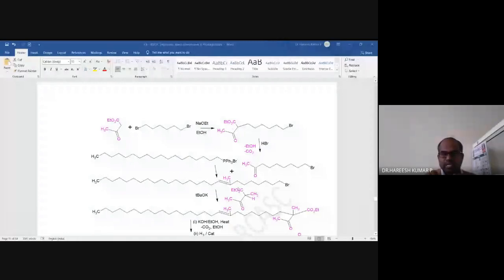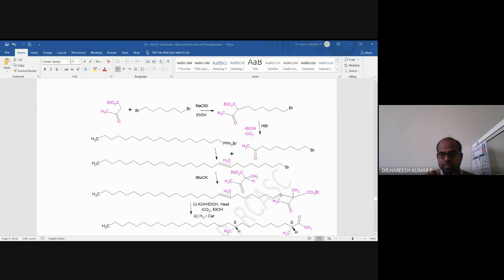Again, it was subjected to a condensation reaction. Of course, it's a condensation, but we can also say nucleophilic substitution reaction. So this is the base, and it captures this proton and forms an anion. That anion attacks this carbon, and Br will go out. So that is how a product is obtained.